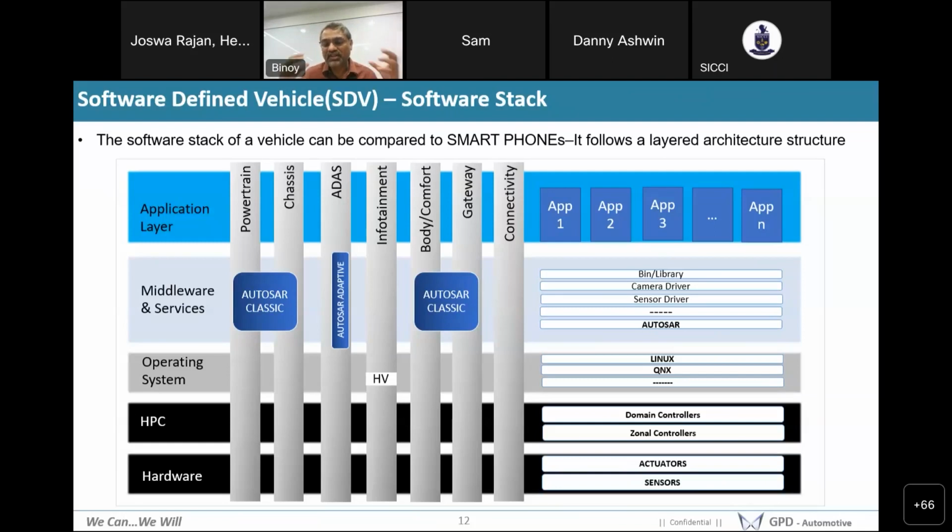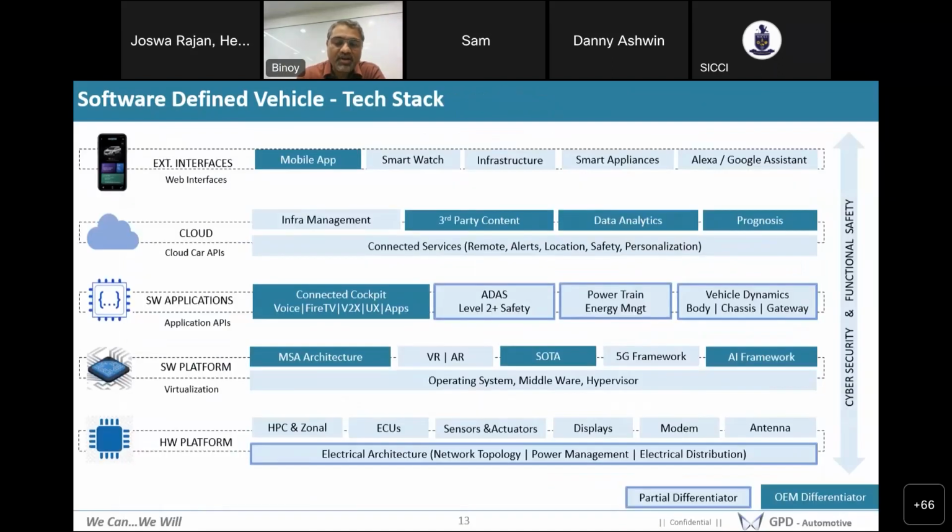Even in electronics and electrical, the number of hardware suppliers is coming down, but the number of software component suppliers is going up. So you have a lot more partners developing software which runs on your platform or the hardware platform. These are much cleaner views of what an overall vehicle software architecture looks like, including the external interfaces, the cloud, the application software, the middleware, the microservice architecture, and the hardware platform.